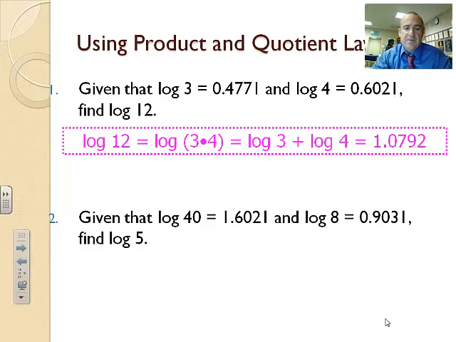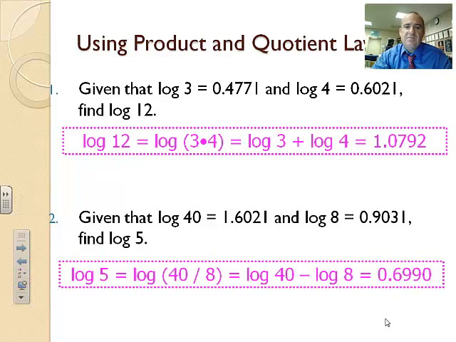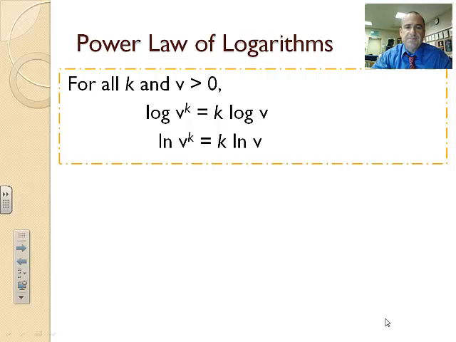Also, down at the bottom, number 2, the log of 40 and the log of 8, we want to find the log of 5. We know 40 divided by 8 is 5, therefore we can just do the log of 40 minus the log of 8 and we get that decimal. So that's one of the ways we can use the product and quotient rules.